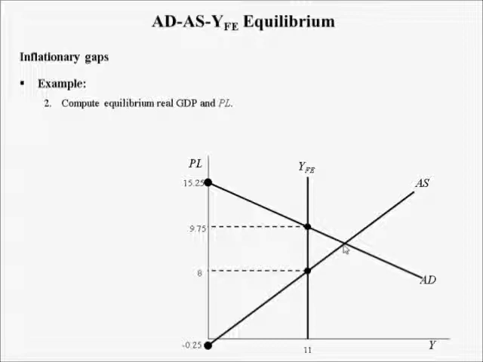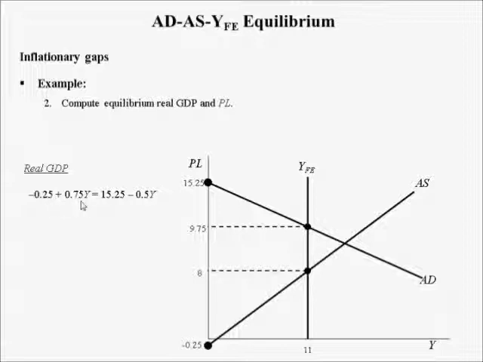So let's calculate the price level at which quantity of real GDP demanded and quantity of real GDP supplied are equal. What we have to do here is set the supply curve equal to the demand curve. Again, this is the demand curve because we have a negative slope. This is the supply curve because we have a positive slope. Okay, so what do we do here?